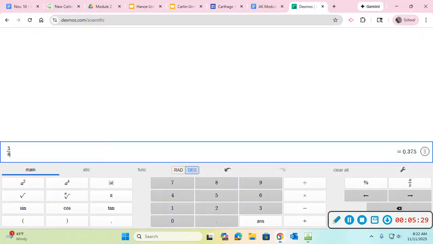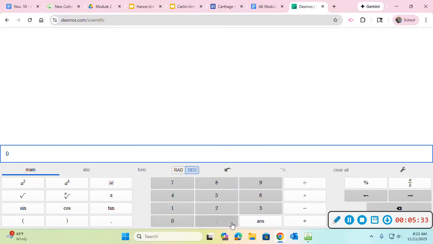And I can show you that in Desmos. If you take this decimal, 0.375 times 100. Whoops, I forgot my 5 here. There we go. It makes that. All right.